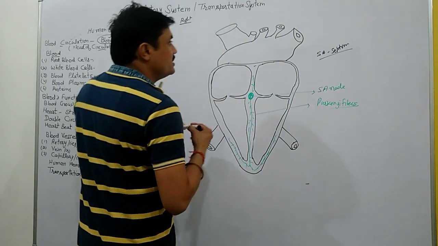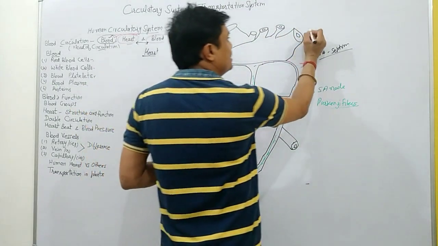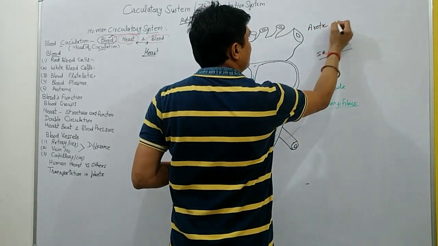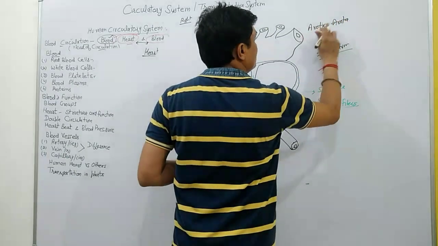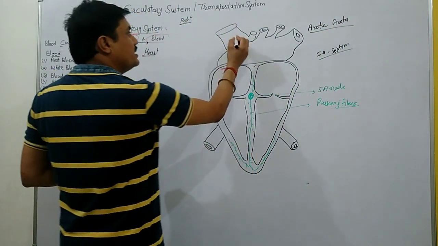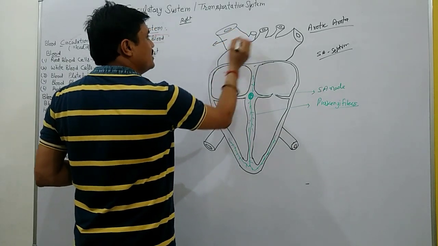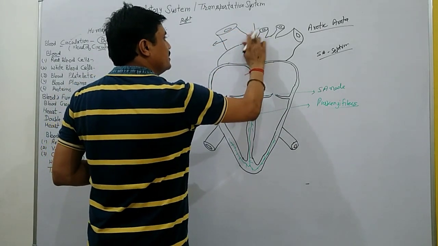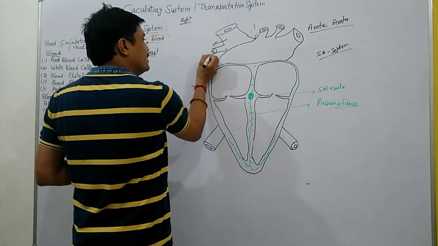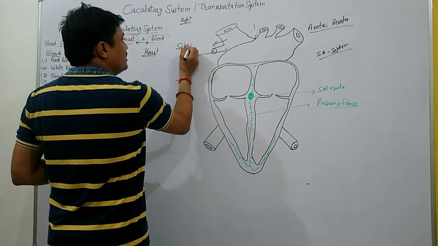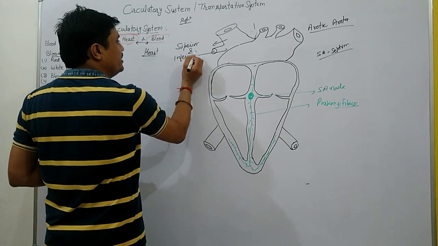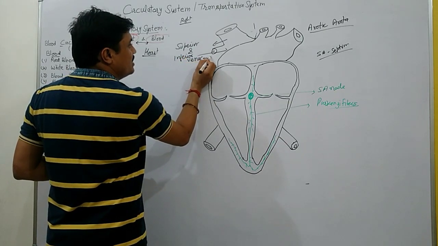Now we will name them. This broader part is the aorta. These blood vessels are called the superior and, drawing it this way downside, the inferior vena cava.